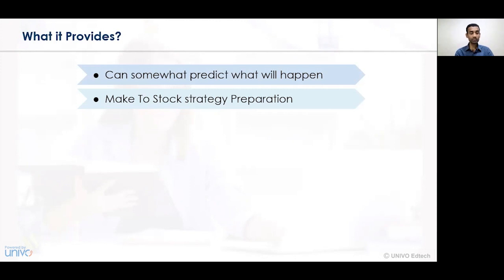Make to stock strategy preparation. Based on the MTO concept that has been applied, one can prepare a proper strategy with respect to how stocking, warehousing or inventory of those goods and services is required or can be implemented. Hence, the design and implementation of strategy can be easily undertaken with MTS as a strategy.